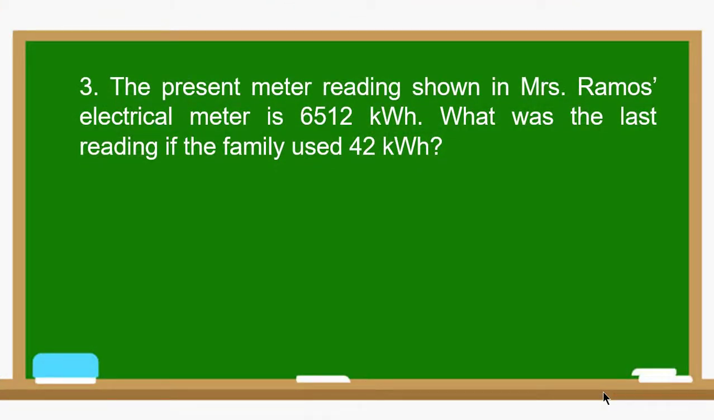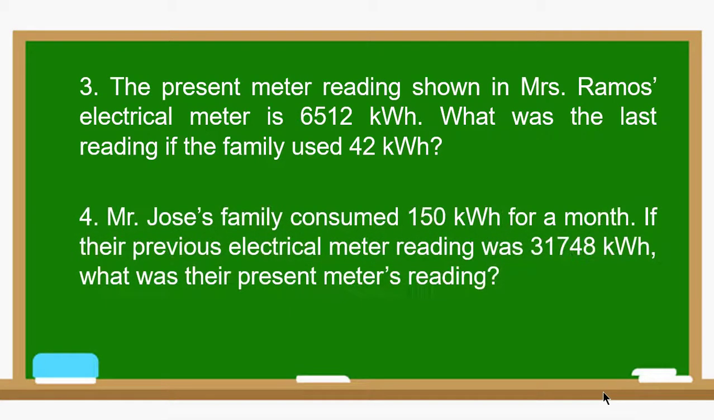Number 3. The present meter reading shown in Mrs. Ramos' electrical meter is 6,512 kilowatt-hour. What was the last reading if the family used 42 kilowatt-hour? Number 4. Mr. Jose's family consumed 150 kilowatt-hour for a month. If their previous electrical meter reading was 31,748 kilowatt-hour, what was their present meter's reading?